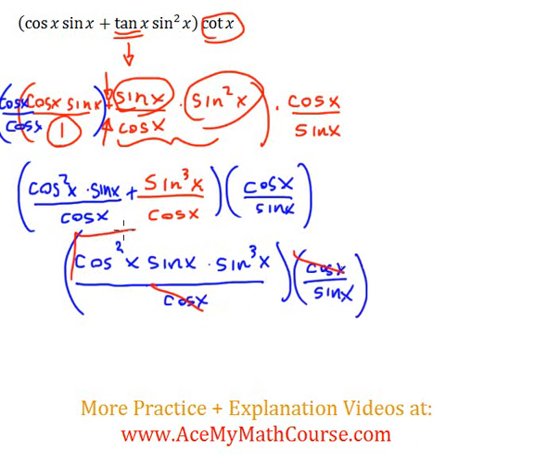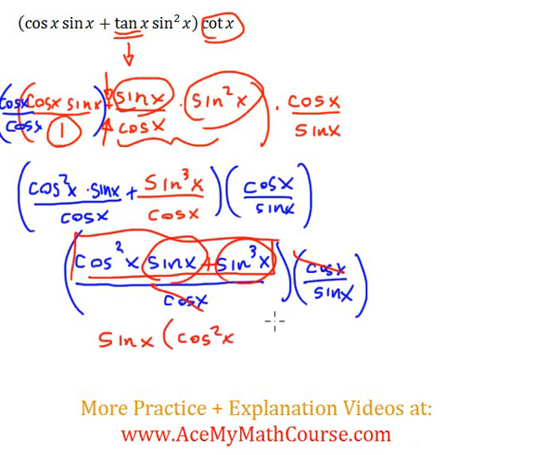And over there, what can we do? We have sine of x as a common factor. Oh, actually I had written times, but this is a plus here. Sorry about that. This was a plus. See? Okay. So I'll factor out a sine of x. So cos squared x sine x will be just cos squared of x. Sine cubed of x divided by sine of x is just sine squared of x.